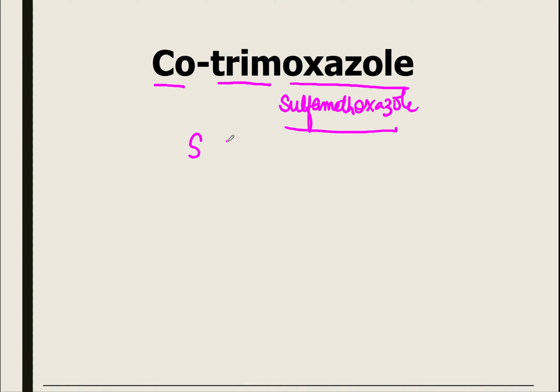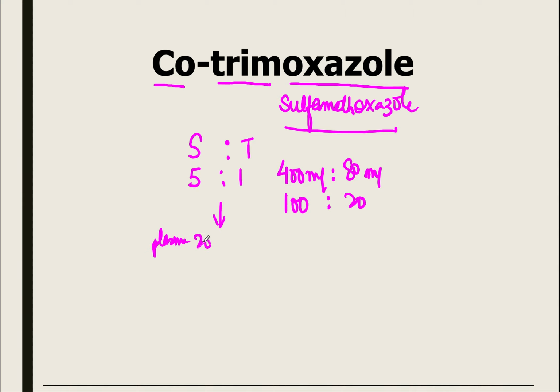So it's a combination of trimethoprim and sulfamethoxazole. And how are they combined? Sulfamethoxazole and trimethoprim in the ratio of 5:1. The fixed dose combinations available, for example, for adults would be 400 milligram and 80 milligram, and in kids it is 100:20. So it is a 5:1 combination, and this is very important because it gives the plasma concentration of 20:1, and this is the optimal plasma concentration for the antimicrobial effect of cotrimoxazole. So to achieve this, we have to give it in a dose of 5:1.